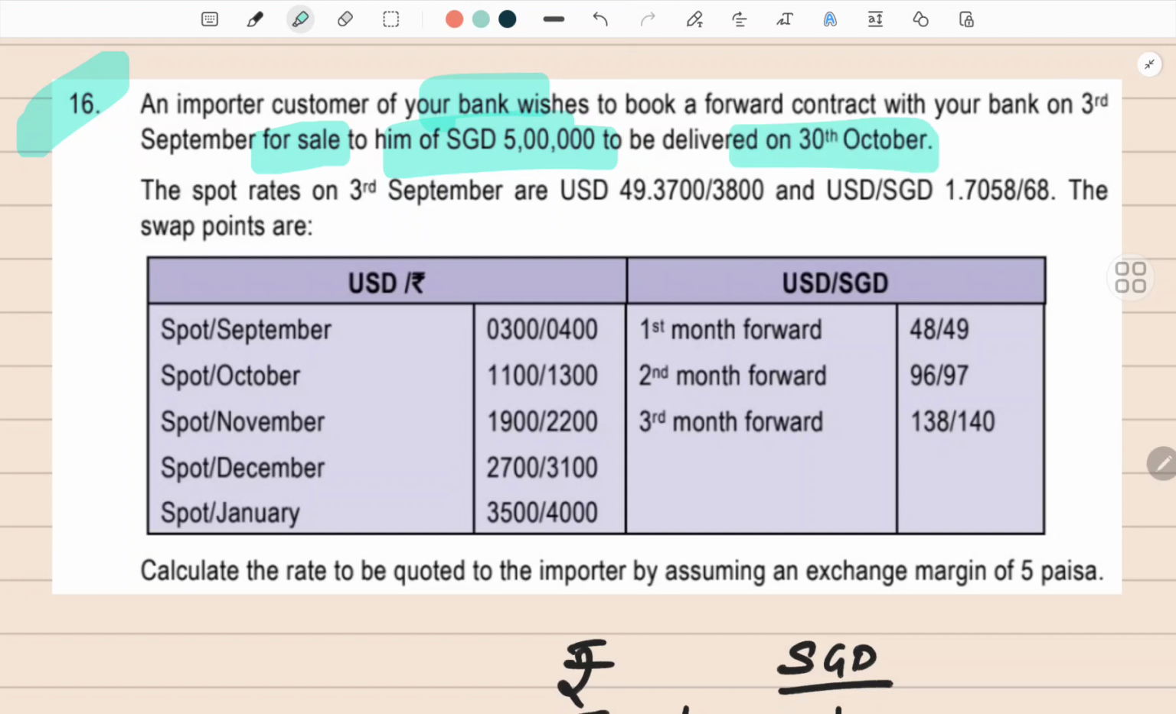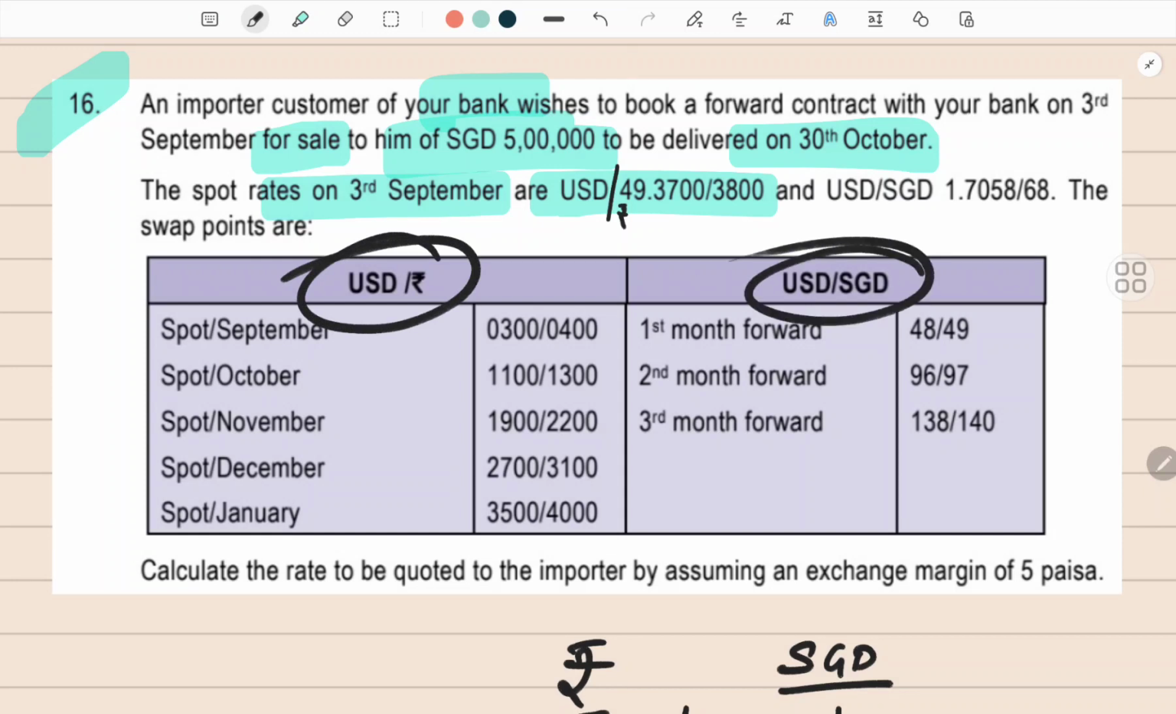Okay, and the spot rates on September 3 are given to you as USD 49.37 and 38. Now if you see, the other currency is missing here. There is an error here. It's rupee. Okay, the other currency is rupee. Because how did I get to know that? Because see, if you look further down the question, they've given you the quotes, USD by rupee and USD by STD. Now this is actually since they are in words, they are inverse quotes.